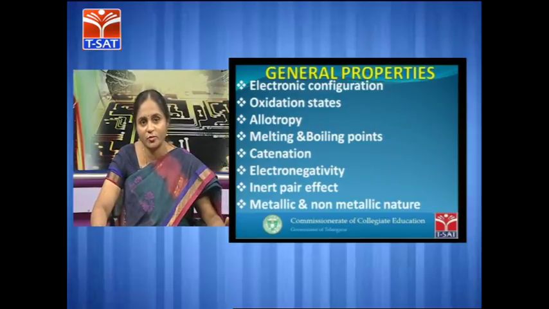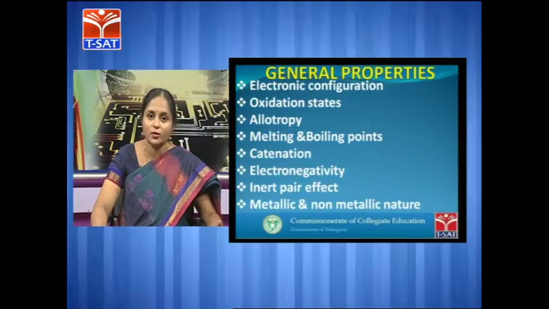Coming to the catenation property, catenation is self linkage. For example, carbon can link with other carbon atoms to form long chains and rings. This property is called catenation. It is limited to 4th group elements, carbon and silicon, so we will discuss it in the 4th group separately.